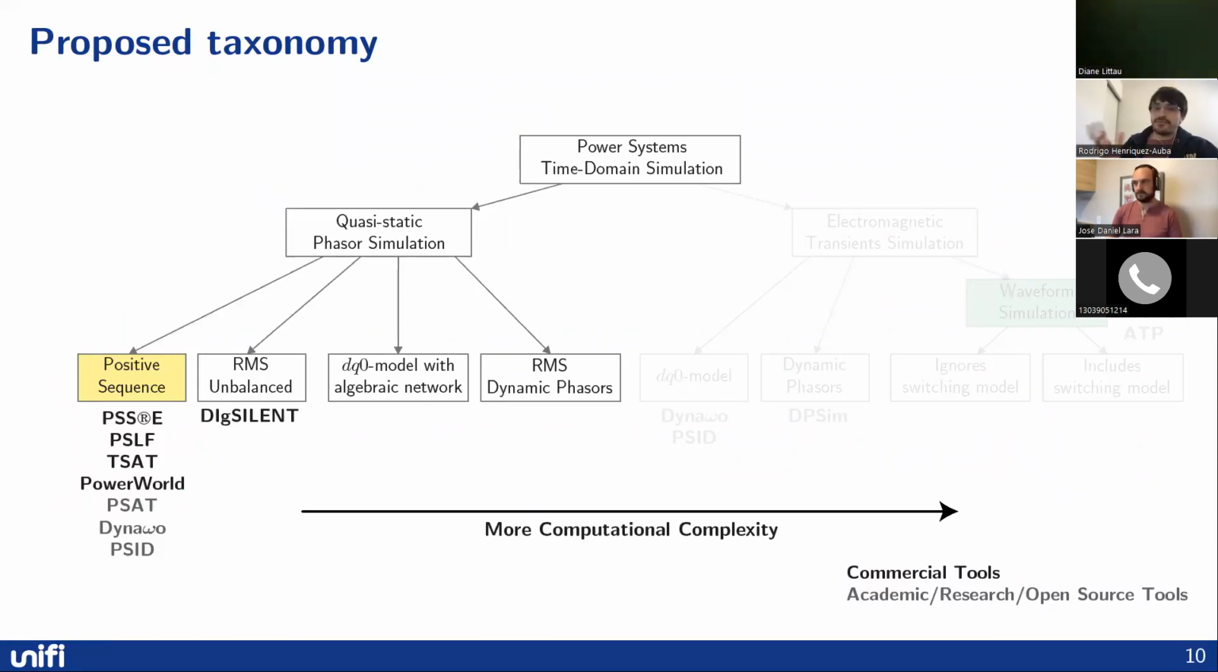Yeah, so now I want to introduce some more precise subclassification among the quasi-static phasor simulations. The main distinction here is that these new categories have an additional transformation, additional assumptions on top of this algebraic representation of the network. For example, you can assume that the system is balanced, or you can include additional state that models the harmonics and other things. The list includes positive sequence, RMS unbalanced, DQ0 with algebraic network, and RMS dynamic phasor.